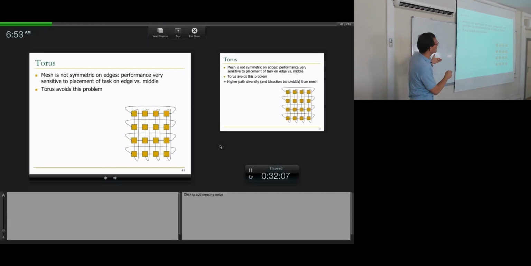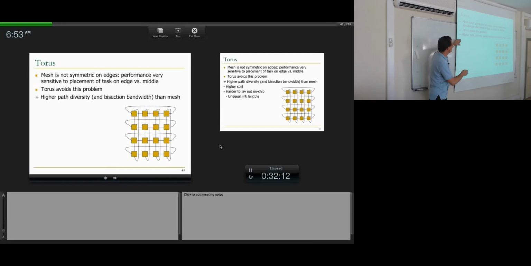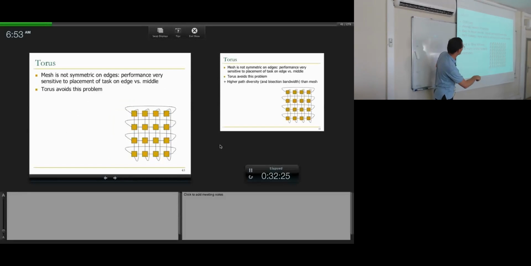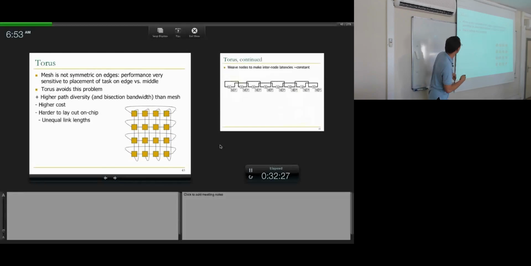Okay, so Torus avoids this problem by adding those paths that you just mentioned. The upside is again higher path diversity, and you get higher bisection bandwidth. Now, if you cut the mesh in the middle, you get some bandwidth, but you don't have these additional connections. Now you have many additional connections that improve your bisection bandwidth.